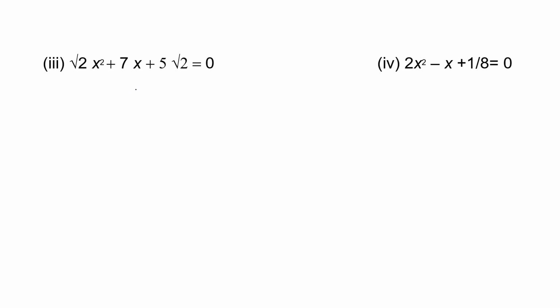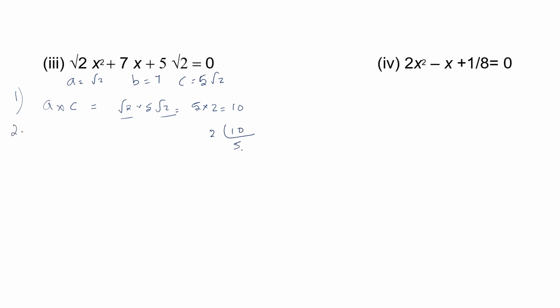So √2x² + 7x + 5√2, just follow the method. What is a? You have to write √2, b is 7 and c is 5√2. Okay, so first is a times c, so √2 into 5√2. So this will be 5 into 2, since √2 into √2 is 2. So 5 into 2, 10. So what is the next step? We have to factorize this. Okay, so it will be 2 and 5.